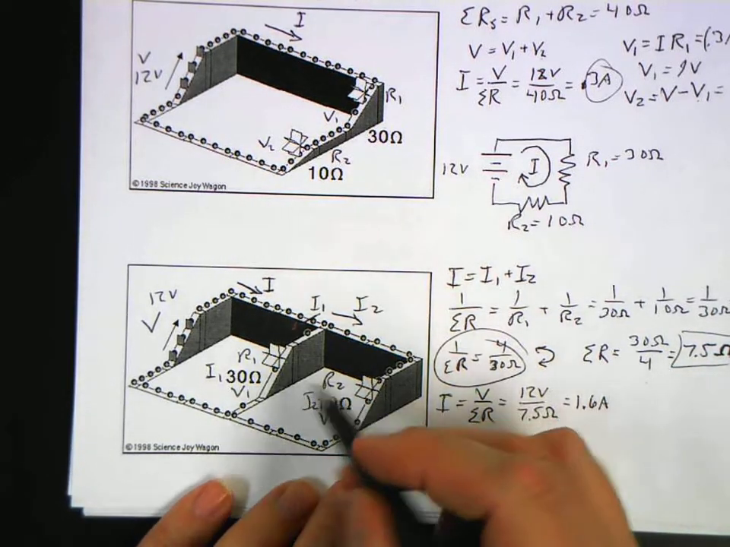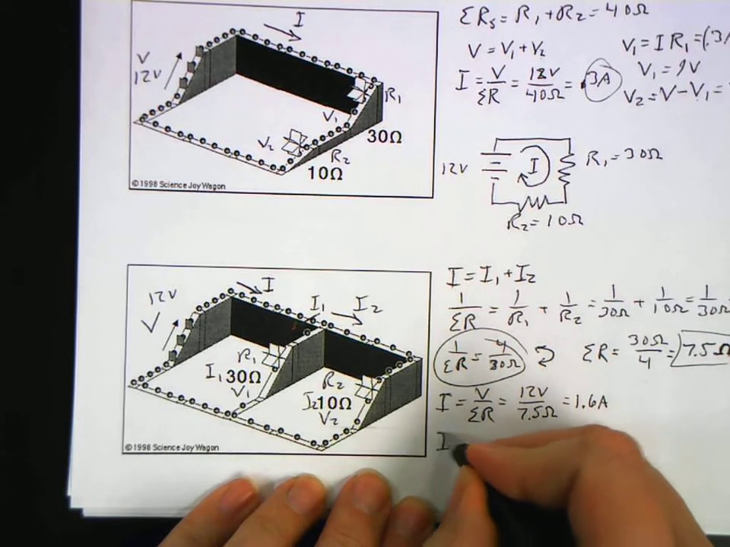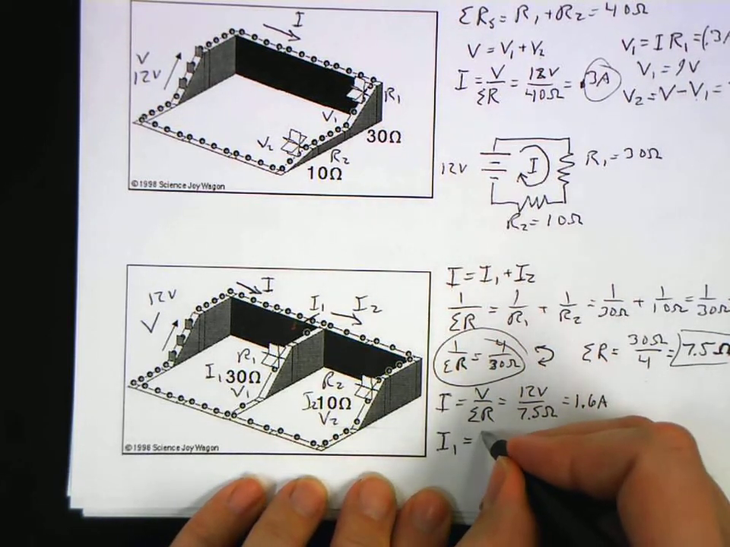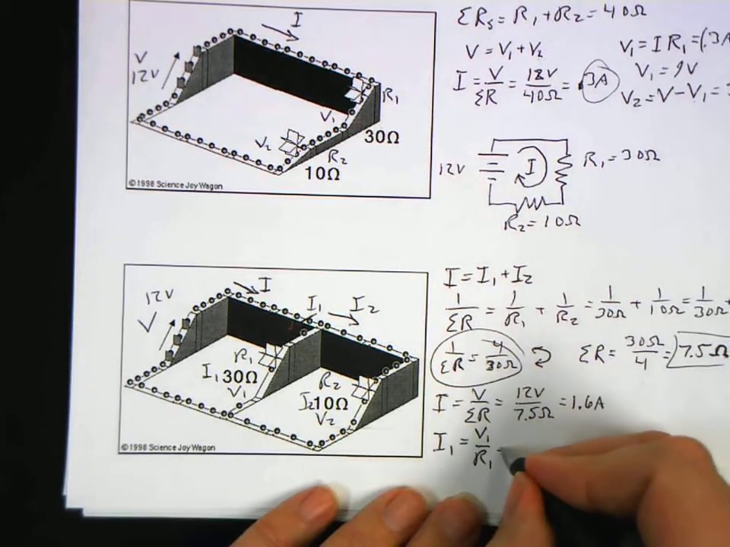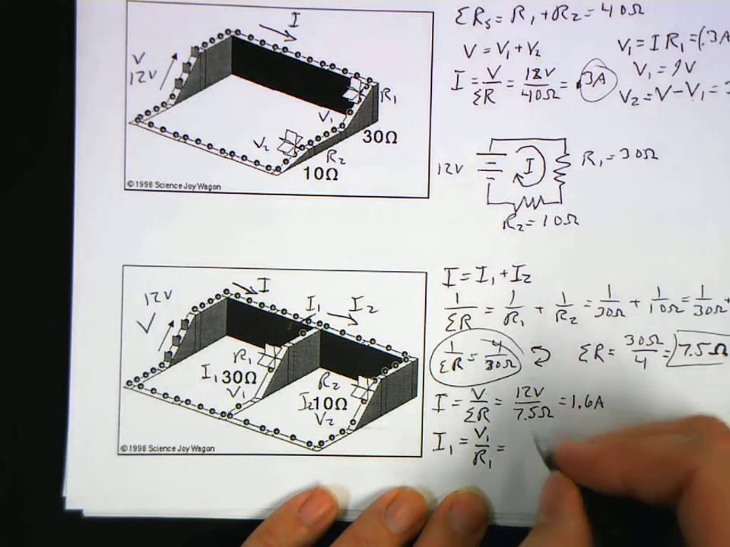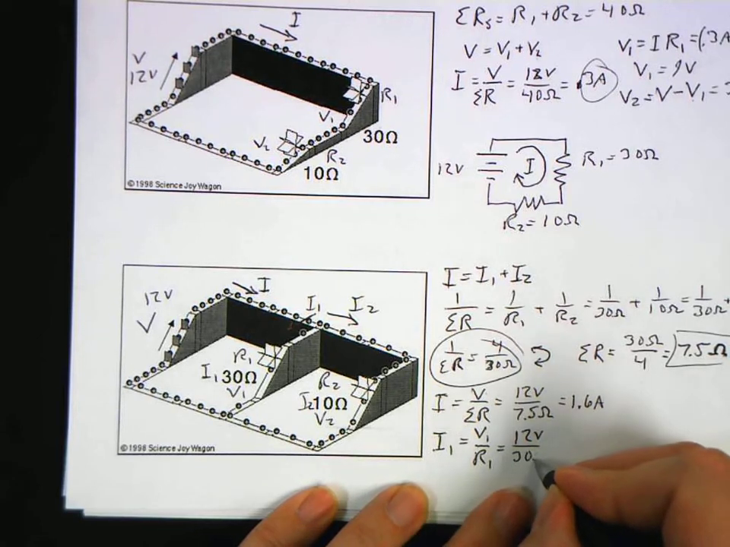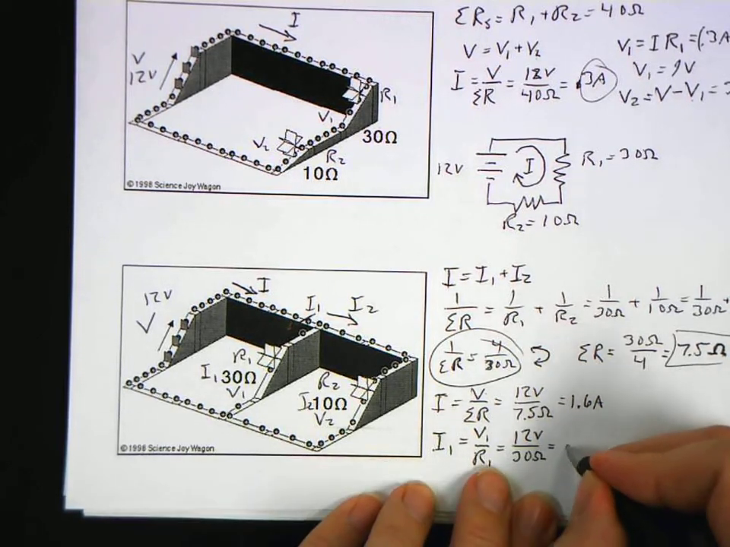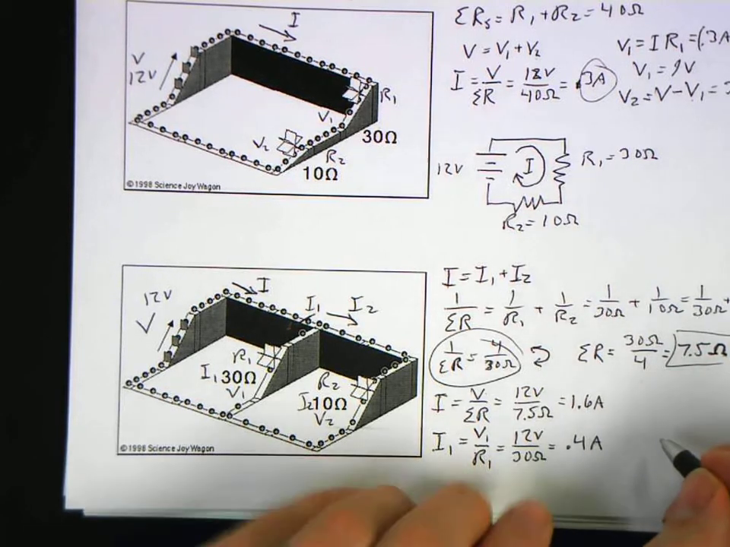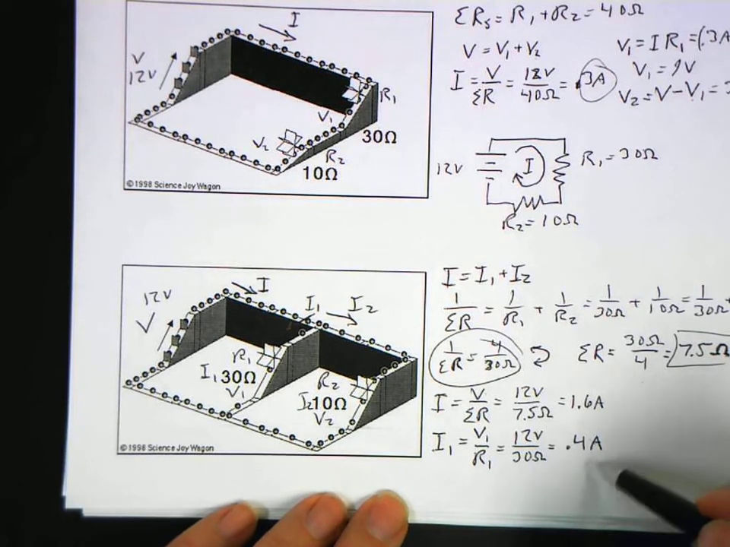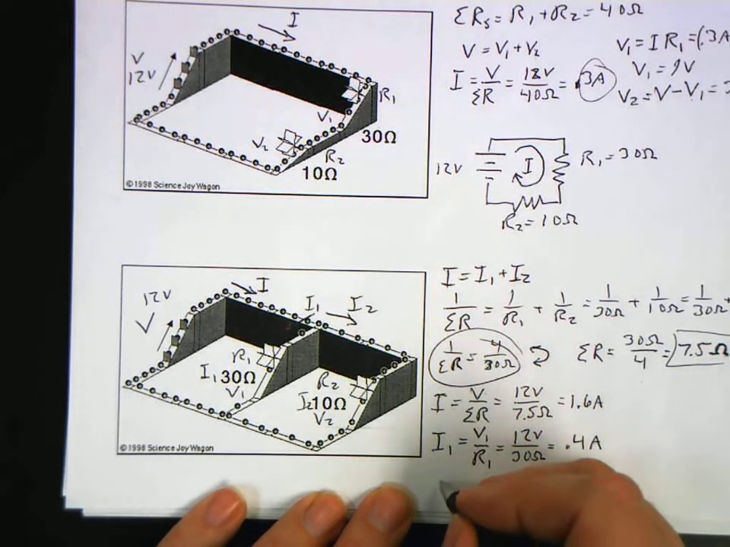So if I want to know how much is current 1 and how much is current 2, current 1 is going to be equal to voltage 1 divided by resistance 1. Voltage 1 is the same thing as the battery's voltage, so that's 12 volts, divided by 30 ohms, which means it is 0.4. Right? So 0.4 amps. Now, if I did the same thing, I could subtract it because Kirchhoff's junction rule says that this one plus that one adds up to that one, but let's just double check.